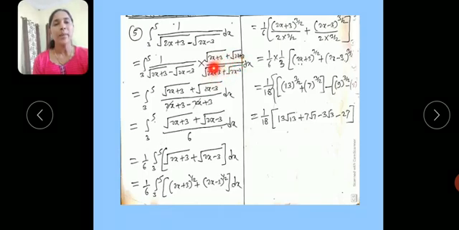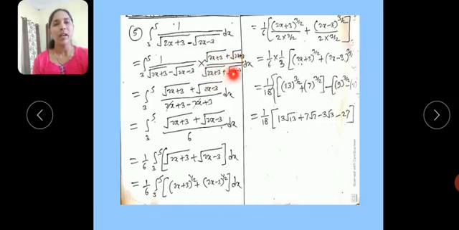Now the example number 5th. Integration of 3 to 5 1 upon square root of 2x plus 3 minus square root of 2x minus 3 dx. This is equals to integration of 3 to 5 1 upon square root of 2x plus 3 minus square root of 2x minus 3 into, see this term, divide and multiply this term by square root of 2x plus 3 plus square root of 2x minus 3.